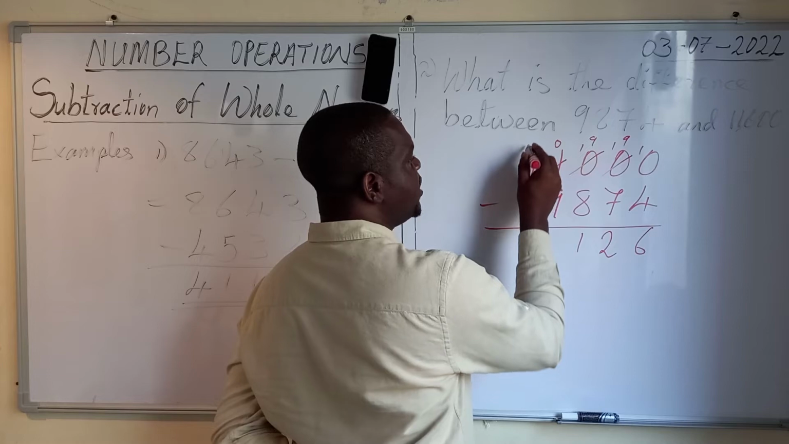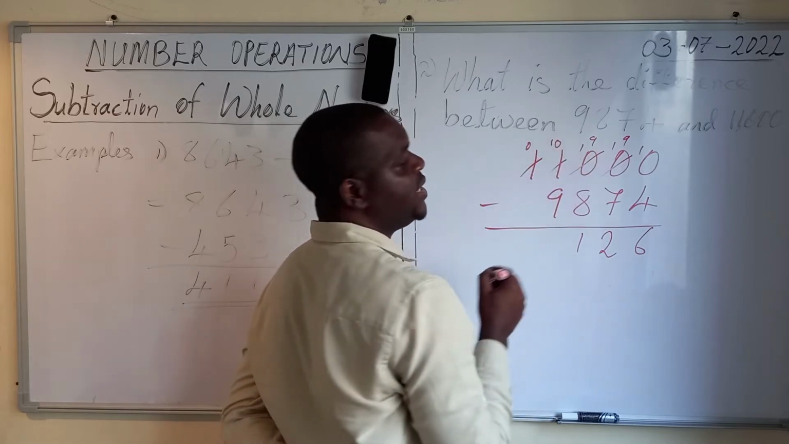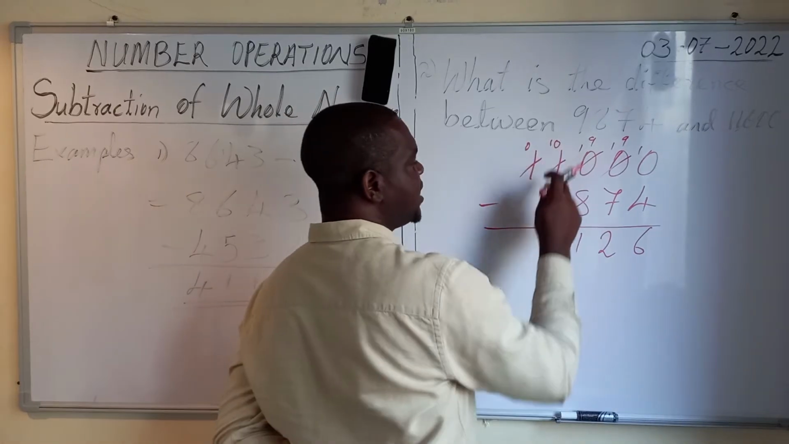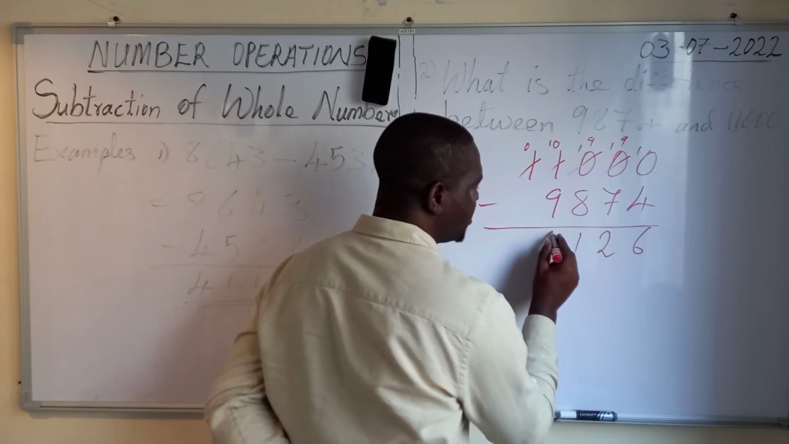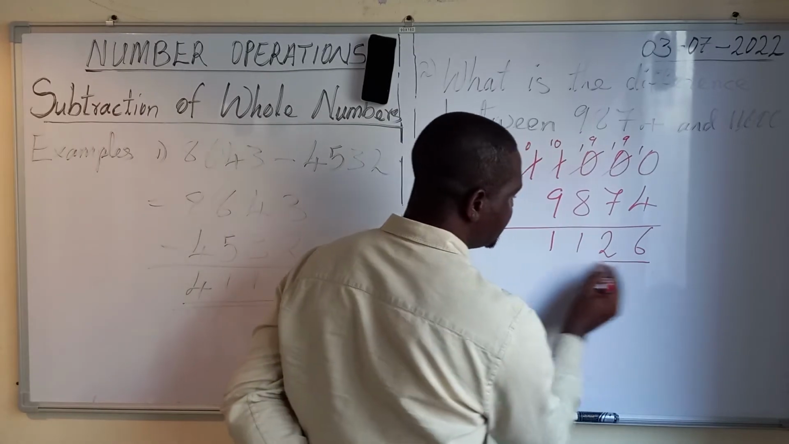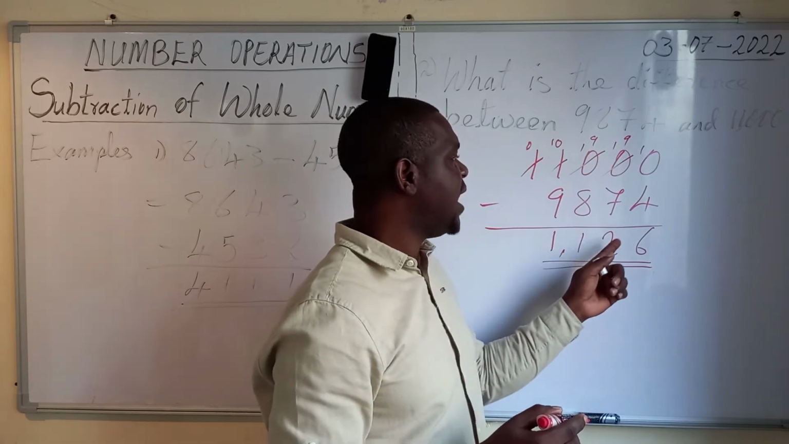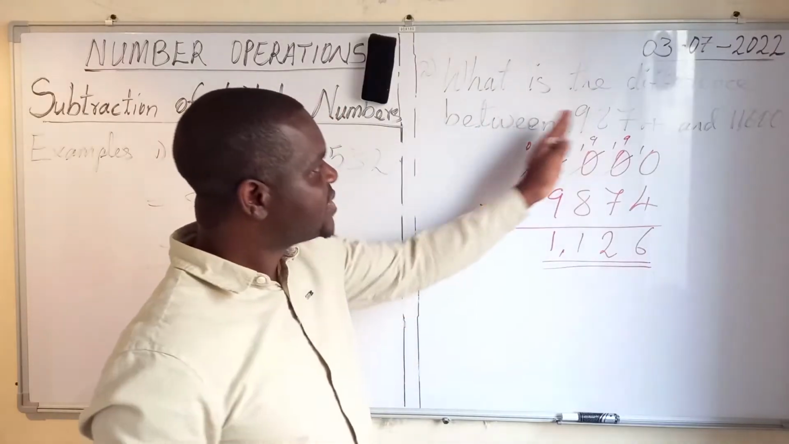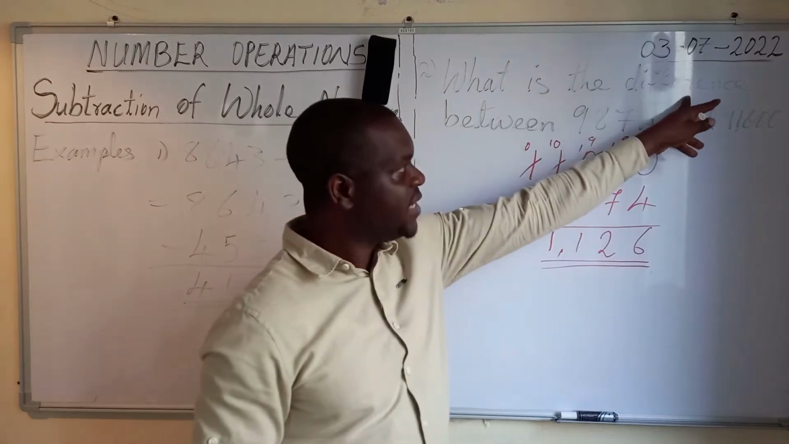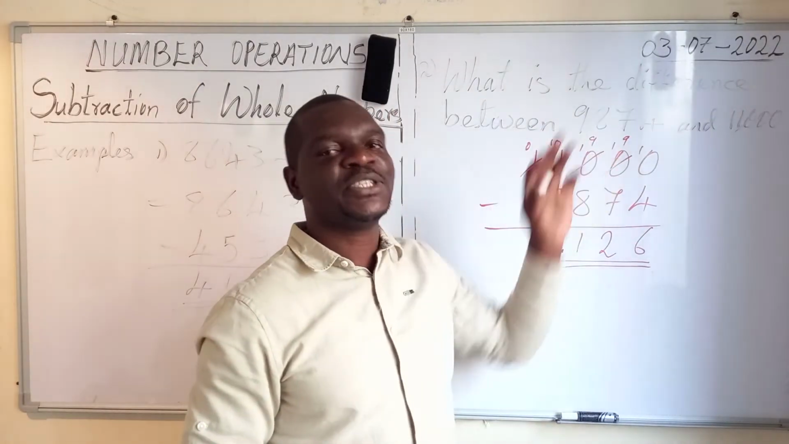So you will come here, you'll be left with 0. You bring 1 here, it becomes 10. 10 take away 9, you are left with 1. And this will be our answer, 1126.